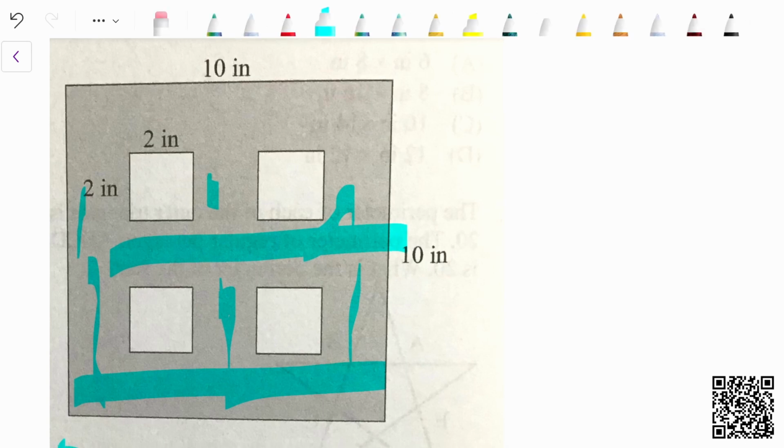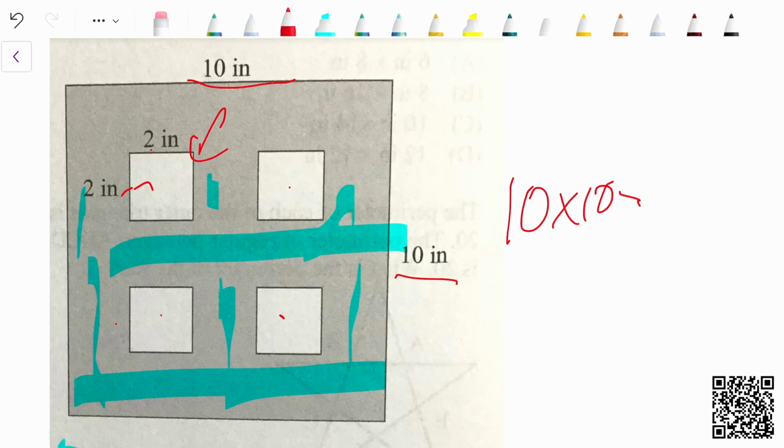So our complete dimension of the shape already is, as you can see, 10 inches and 10 inches. So it's asking you for the area. And when you think of the area, it's length times width. In this case, they're both 10. So it's 10 times 10. And these little squares here, they're 2 by 2. And there's 4 of them. 1, 2, 3, 4. And these are not shaded, mind you, because they're white. They're white here.